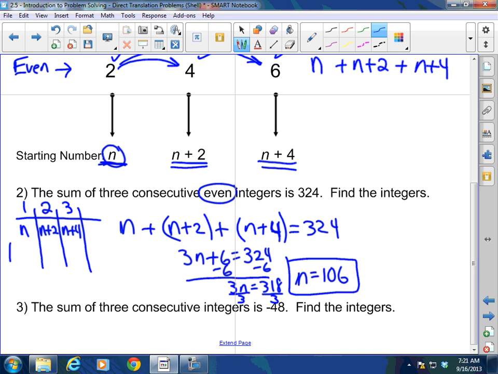So we're talking about 106, 108, and 110. Because 106 plus 2 is 108, and 106 plus 4 is 110.